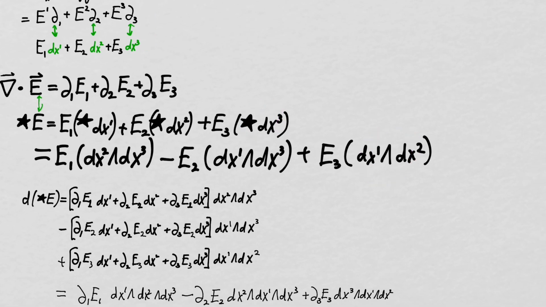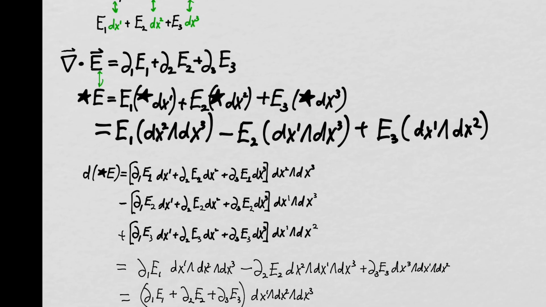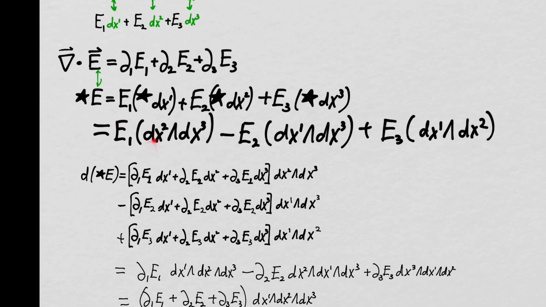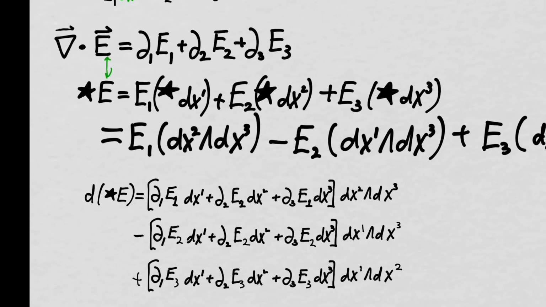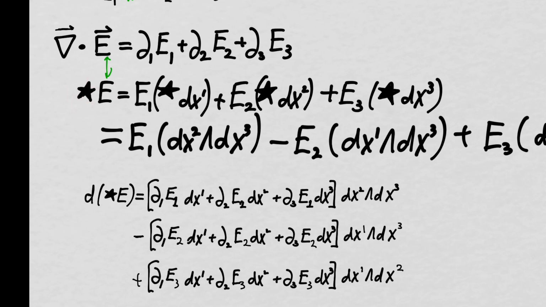So with all that in place, we have now calculated the Hodge dual of the electric field. We have E1 dx2 dx3 minus E2 dx1 dx3 plus E3 dx1 wedge dx2. And notice, the electric field is a one form. The Hodge dual of a one form in three-dimensional space is of degree 3 minus 1 equals 2. It's a two form. And sure enough, these are two forms.